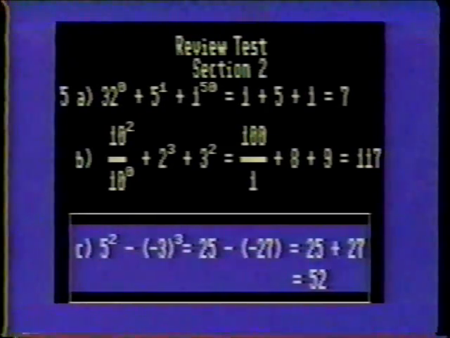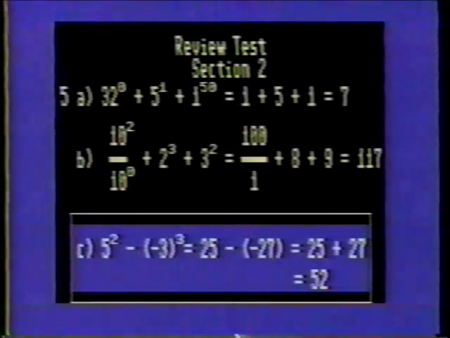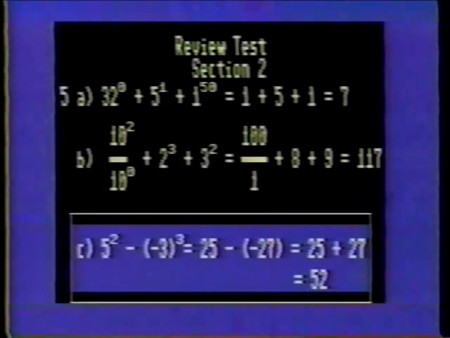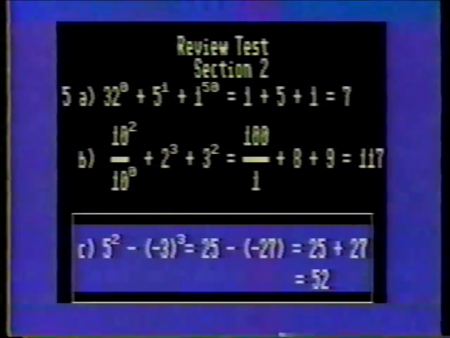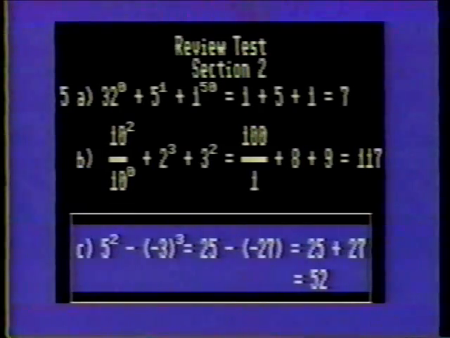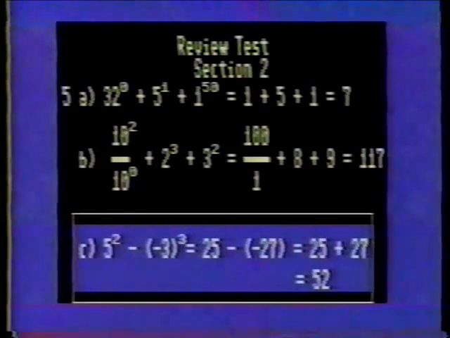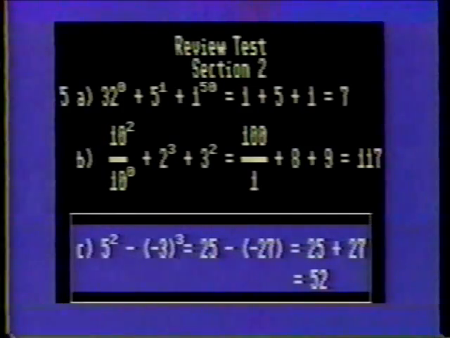Problem 5C. Let's solve this problem step by step as well. 5 squared is 25. Negative 3 cubed is negative 27. The equation is now 25 minus negative 27. Remember, minus and minus is a positive. Thus, minus negative 27 is positive 27. The equation now reads 25 plus 27 is 52.